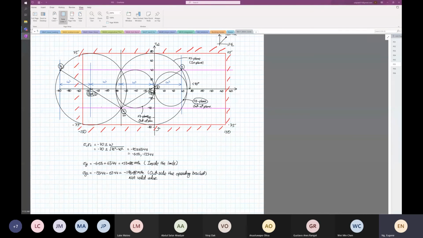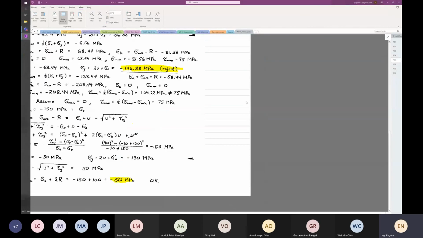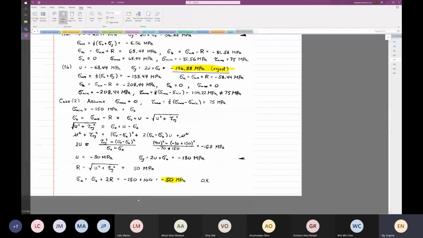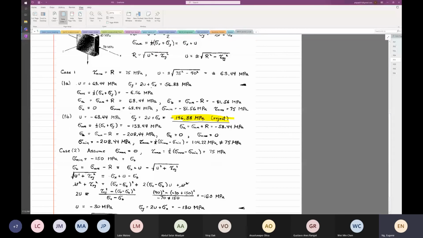So we go and look at the solution. Okay, I'm trying to go back to the solution. So this is the solution that you see. So 196.88 is not valid, it's rejected. Now you know why, yes or no? You can relate to the stress strain curve, how to relate to the yield strength compared to this now. And 68.44 is the valid answer, because it's within the operating bracket.